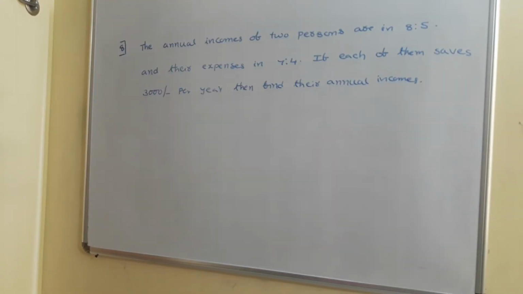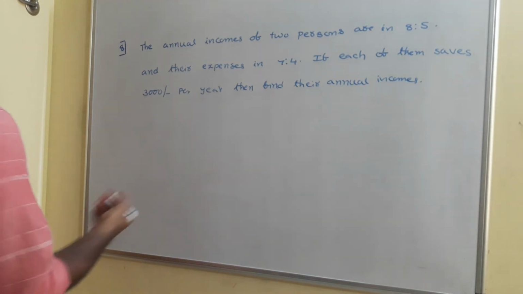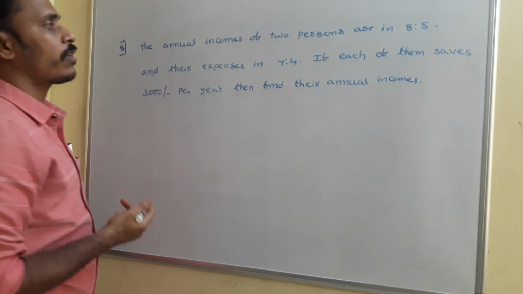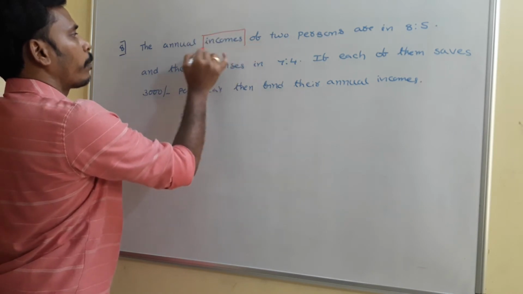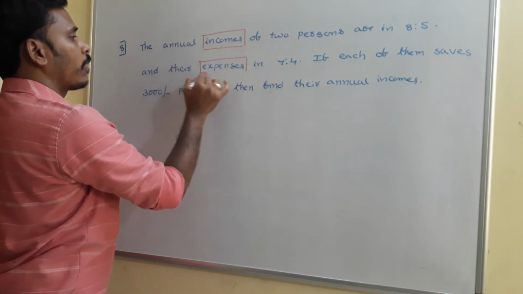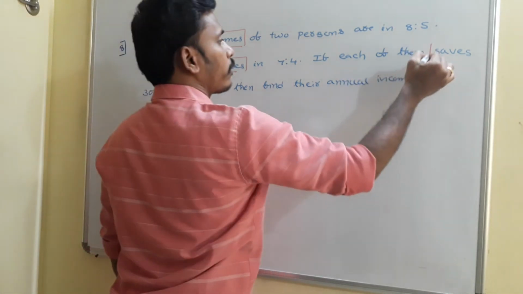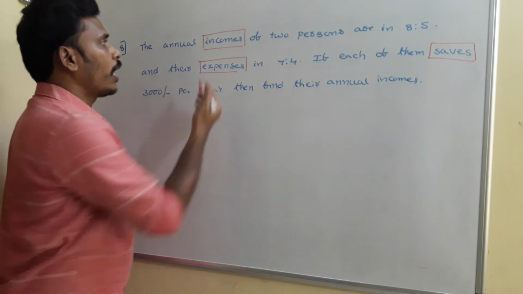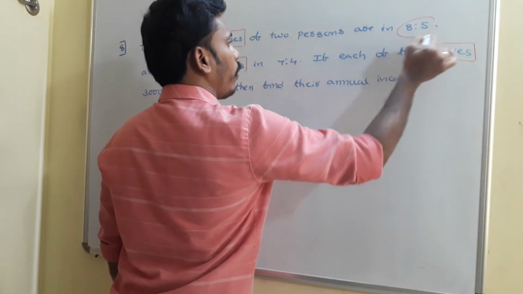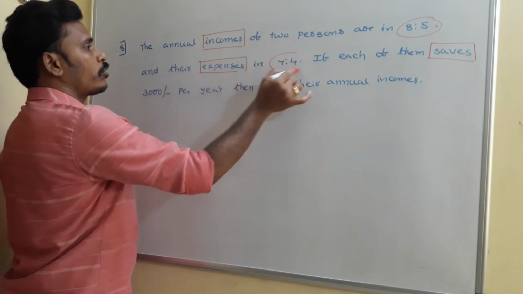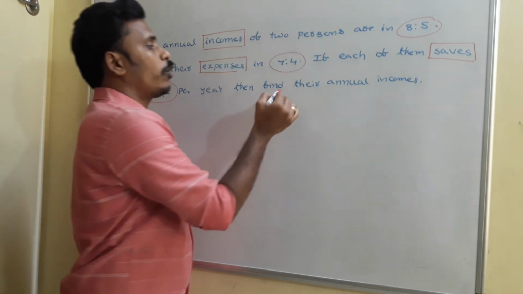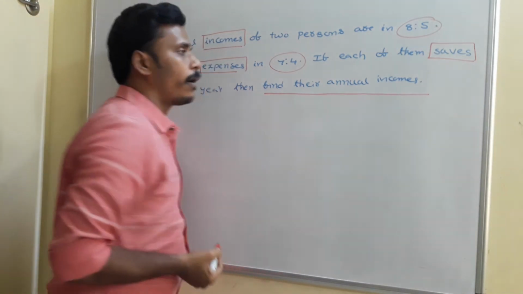The eighth point we are going to discuss is that the annual incomes of two persons are in the ratio 8:5, and their expenses are in the ratio 7:4. Income, expense, and savings. The problem is related to income, expenditure and saving. Incomes are in the ratio 8:5. Expenses are in the ratio 7:4. And each of them saves 3,000 rupees. We need to find their annual income.